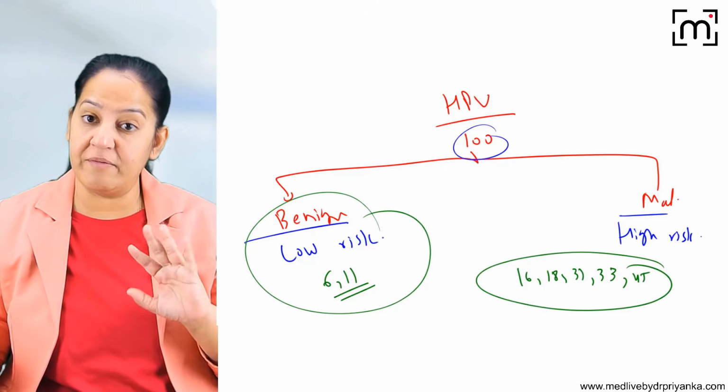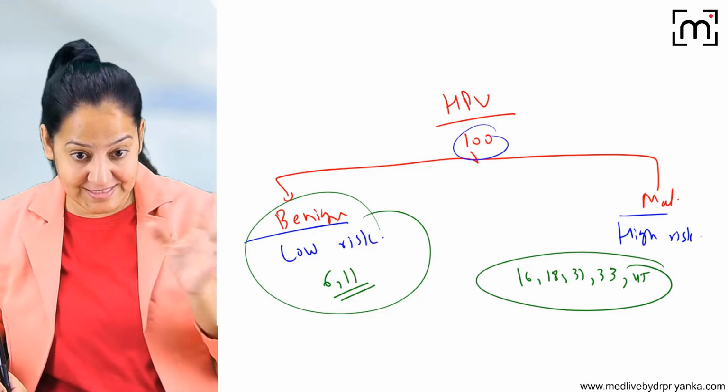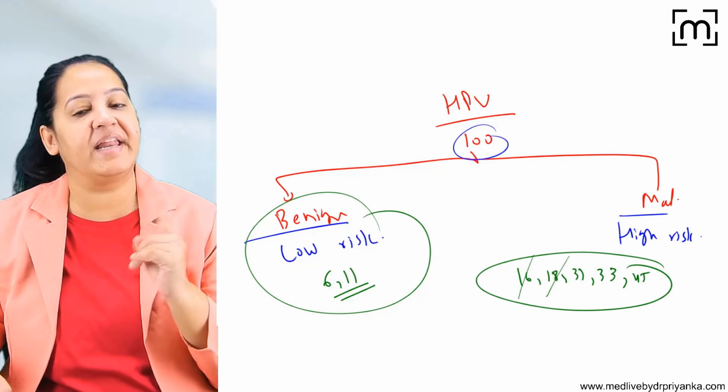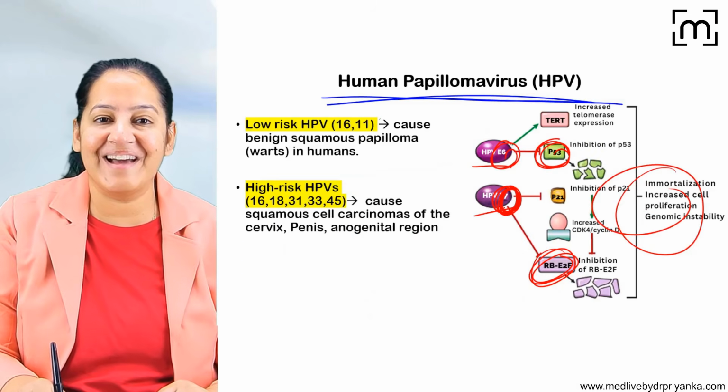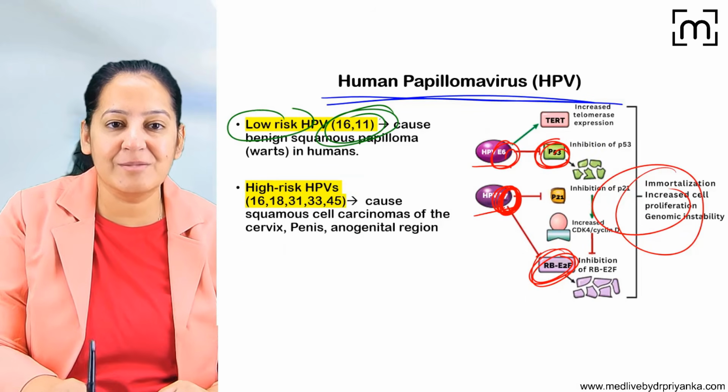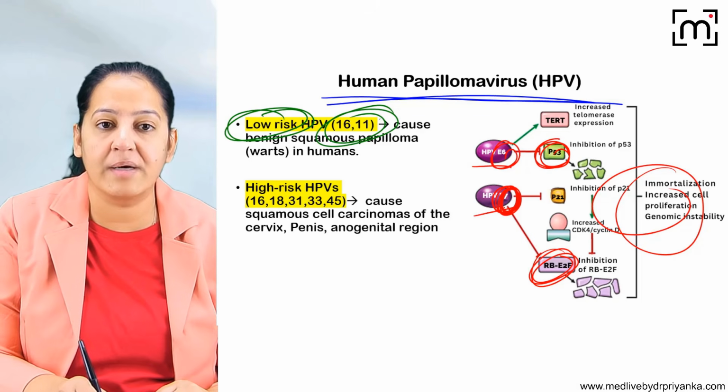These 5 are the most common which always cause malignancy. Most common in this sequence only: 16 followed by 18, then 31, 33, 45. These are high risk, so learn the numbers. 6 and 11 are low risk HPV. They cause benign growths, that is warts in humans.